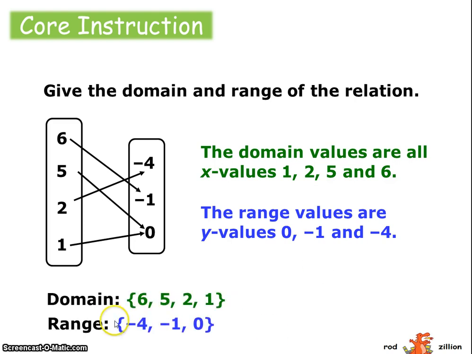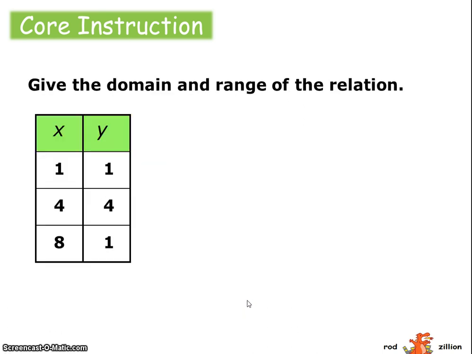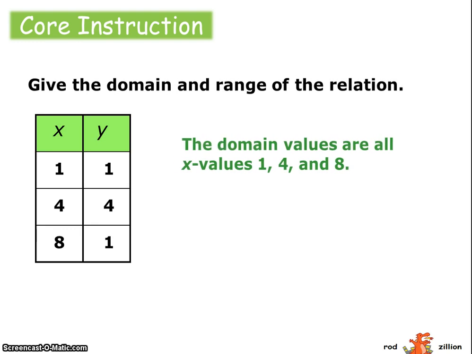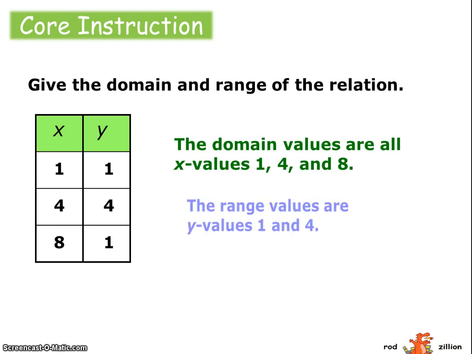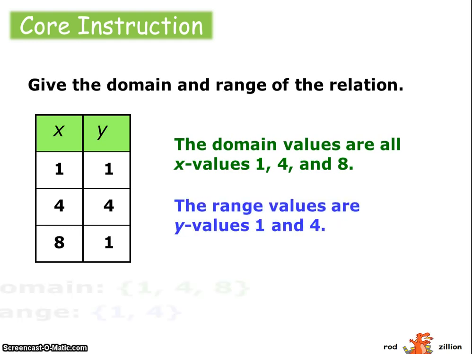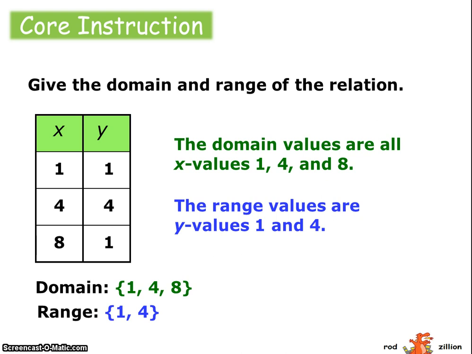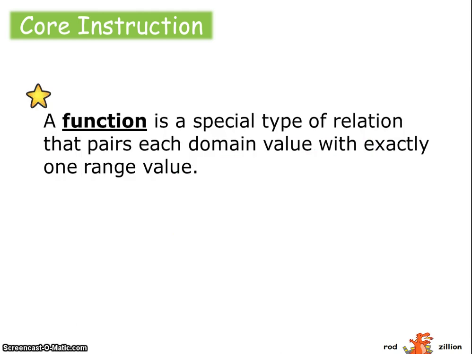This time, this is a discrete set of numbers, so I can just list the numbers themselves. It's not continuous like the previous. And lastly, looking at a table, once again, we've got distinct numbers, so I can list the numbers in a set. 1, 4, and 8 for the domain, and 1 and 4 for the range.